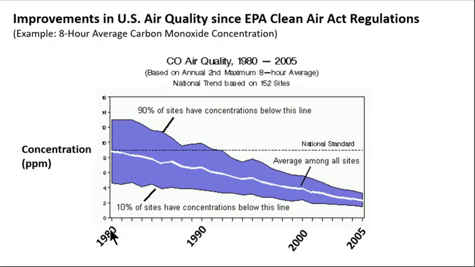The horizontal is year, ranging from 1980 to 2005, with each tick representing an individual year. The white line tracks the average 8-hour carbon monoxide concentration averaged over all monitoring sites across the country, while the upper and lower bounds of the blue shading are the 90th and 10th percentile of the 8-hour CO concentrations across these sites. The black dashed line is the 8-hour National Ambient Air Quality Standard for carbon monoxide of 9 parts per million. Carbon monoxide was among the early success stories of the Clean Air Act.